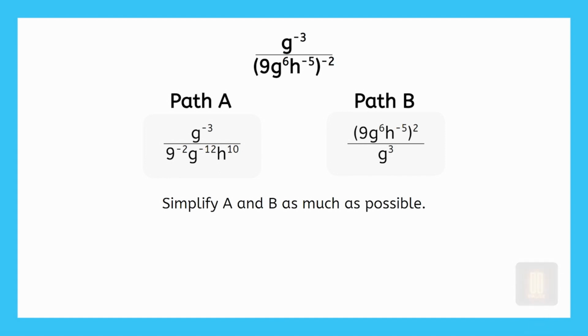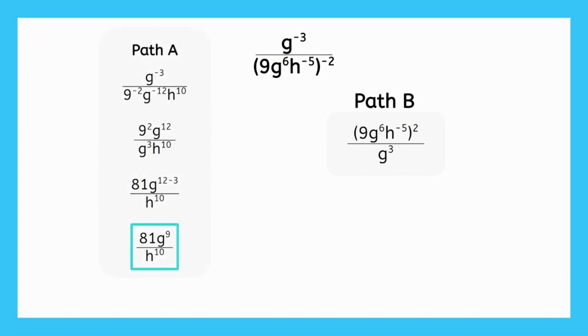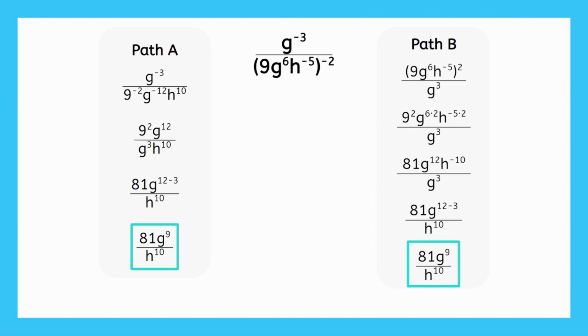So, do they match? Here's path A, and here's path B. They do, because both options use the properties correctly, follow the order of operations, and give us the same simplified answer. They are both correct.